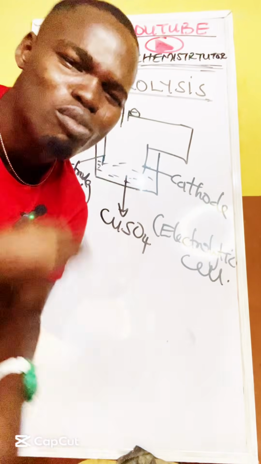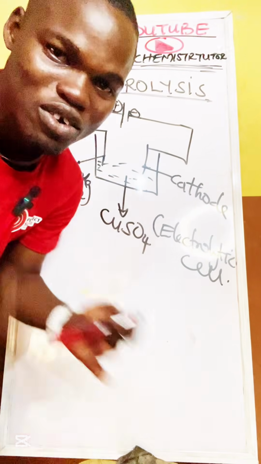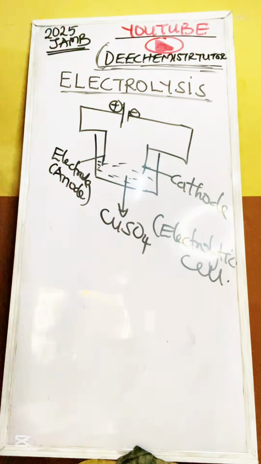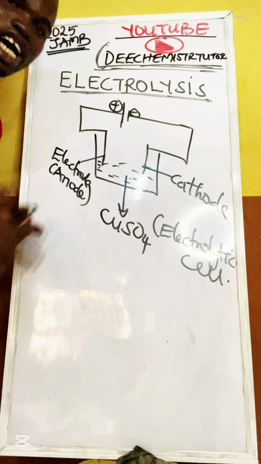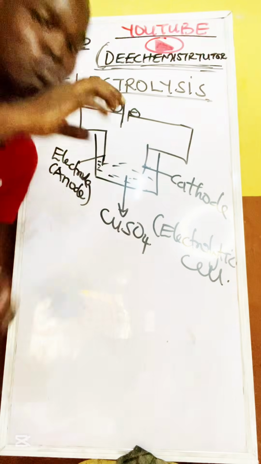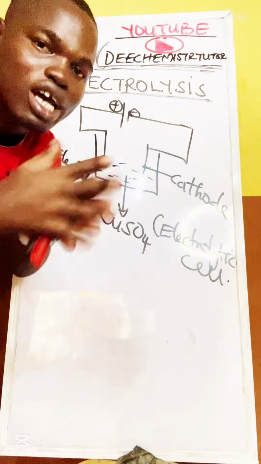Electrolysis is very easy, but most students find it difficult, and I don't know why. Let me teach you. As you can see, this is a typical electrolytic cell, right? Now, this is a branch. The actual thing is electrochemistry.